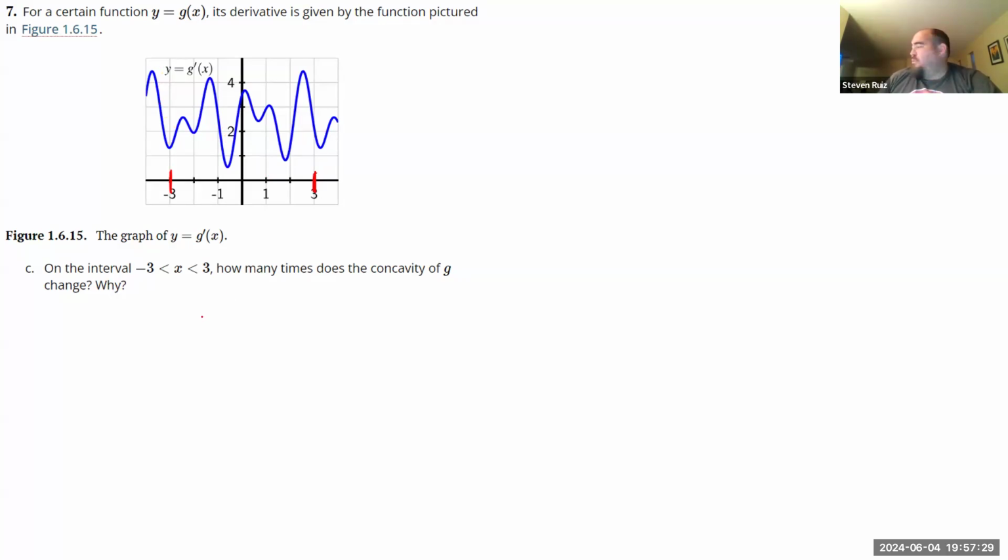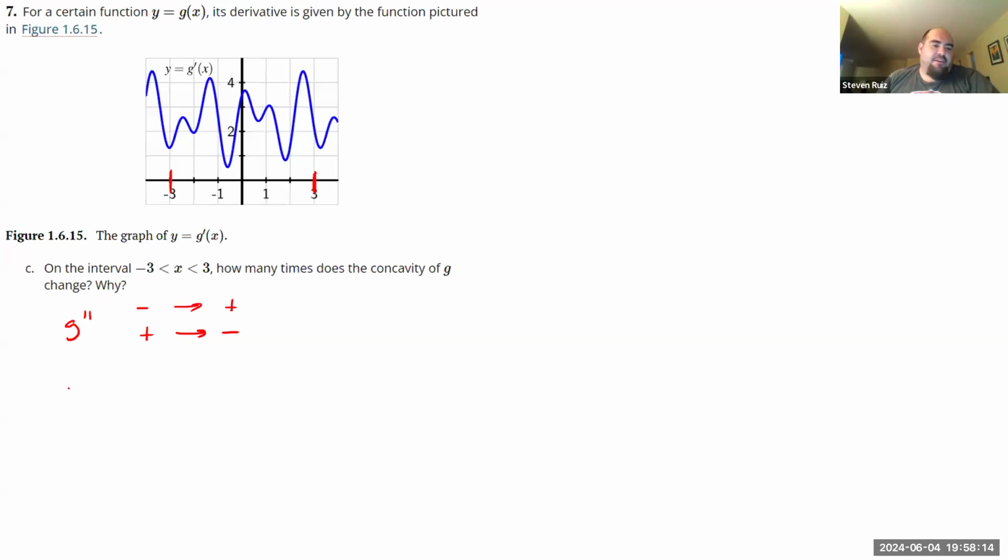So let's ask ourselves, or remind ourselves, what is it that tells us about the concavity of g? The concavity of g is some information I can get from the second derivative of g. So basically, I am looking for where does g double prime go from negative to positive, or where does it go from positive to negative? So that's the question. How do I get that from this graph, which is g prime of x? Well, what does it mean if g double prime is negative?